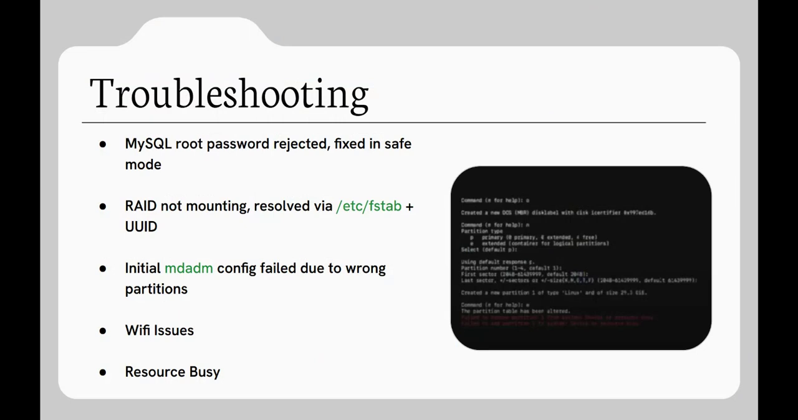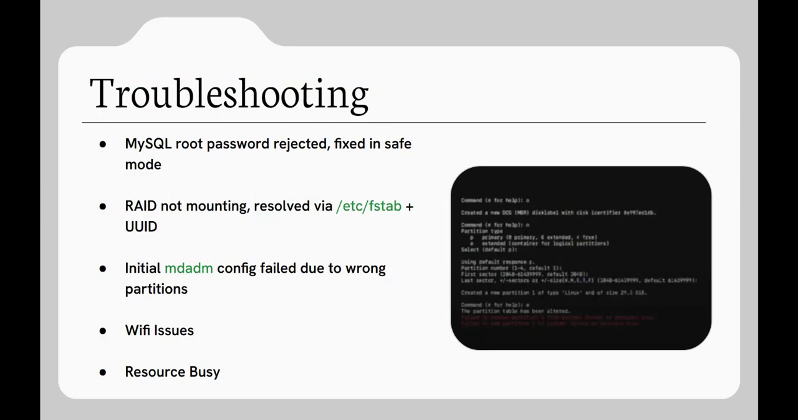Then, the RAID array not mounting on boot was quite annoying. I noticed that the RAID volume wasn't auto-mounting after reboot, and the solution was to get the UUID of the array using blkid and update it in /etc/fstab with the correct mount instruction.